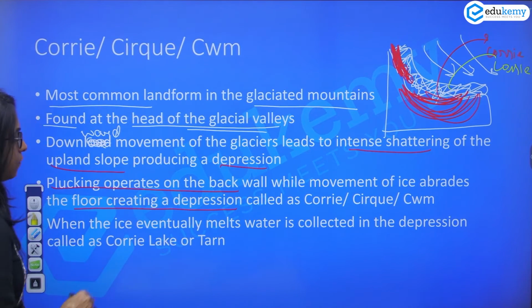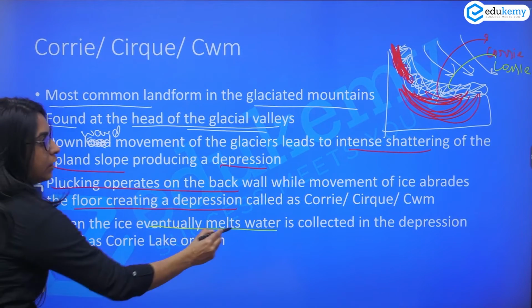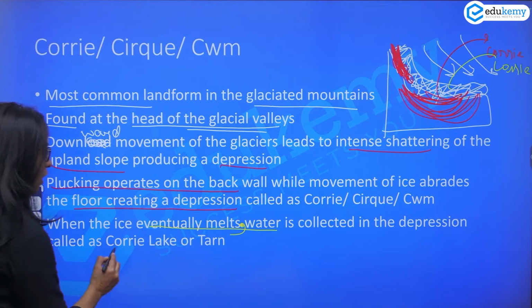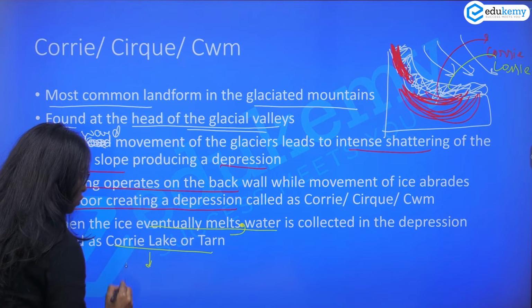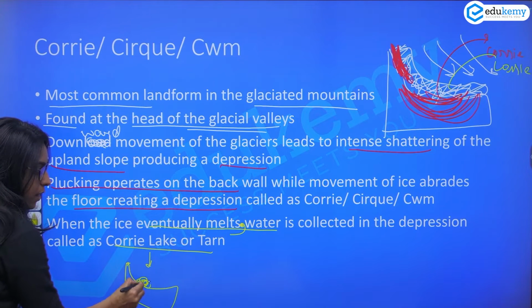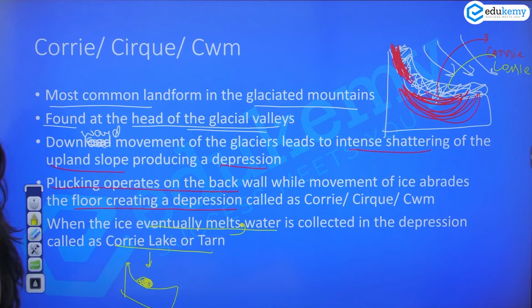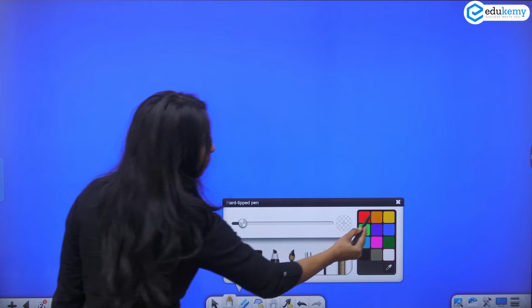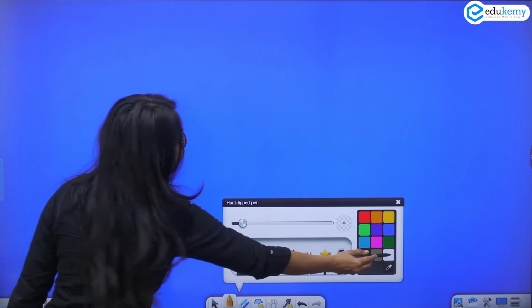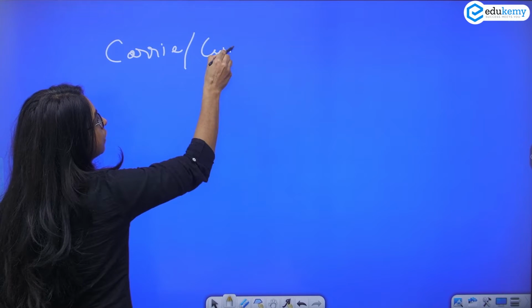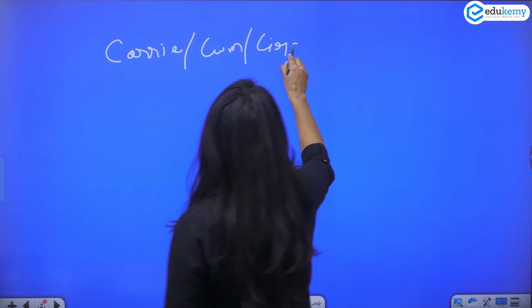When the ice eventually melts, water is collected at the depression called as cori lake or tarn. So here the cori lake is formed when the ice melts, forming a lake. Let's again understand this process. The process that I am explaining here is about cori. What is a cori? Also known as cwm, also known as cirque.